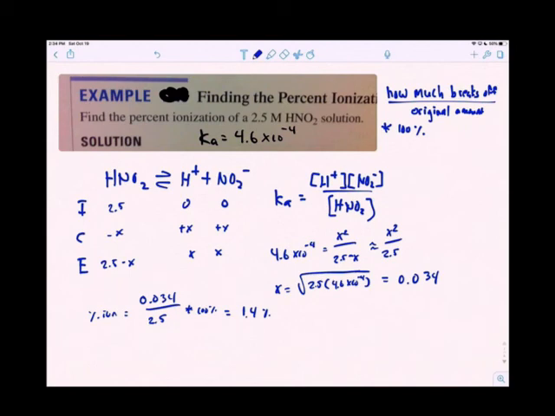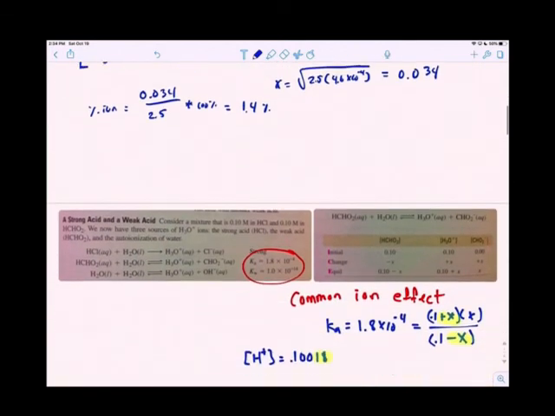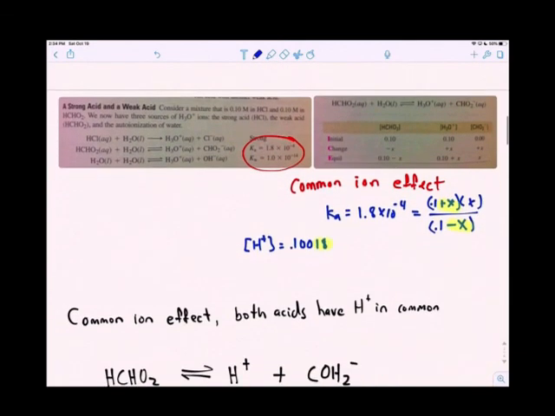So that means that this is a bit of a stronger weak acid. The Ka is pretty big compared to other weak acids, but still, it mostly stays together. It's not very strongly molecular.